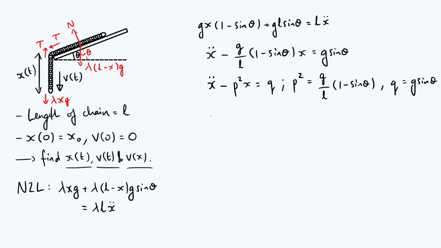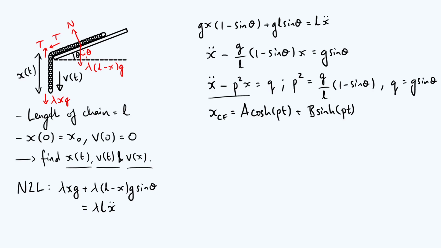The complementary function I'm going to denote as x subscript cf, and I'm pretty much going to quote the solution here. It is a times hyperbolic cos of pt plus b times hyperbolic sine of pt, where a and b are arbitrary constants to be determined by the initial conditions. If you want to, you can substitute that back into the left-hand side of the differential equation and show that you get 0. So it's verification that it works.